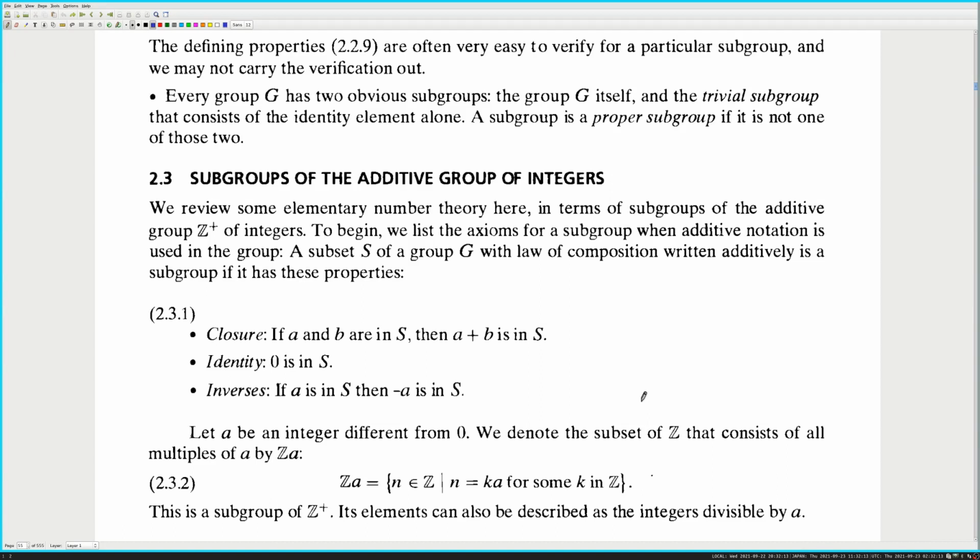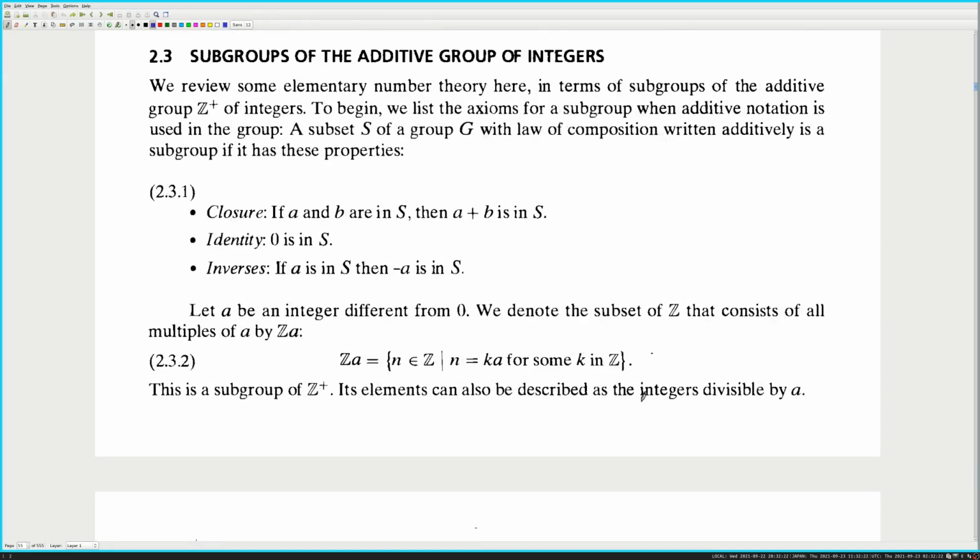Let A be an integer different from zero. We denote the subset of Z that contains all multiples of A by ZA. ZA is the set of N in Z, where N is equal to K times A for some K in Z. In other words, Z2 is all of the even numbers, Z3 is all the integers divisible by 3. This is a subgroup of Z plus. Its elements can also be described as the integers divisible by A.